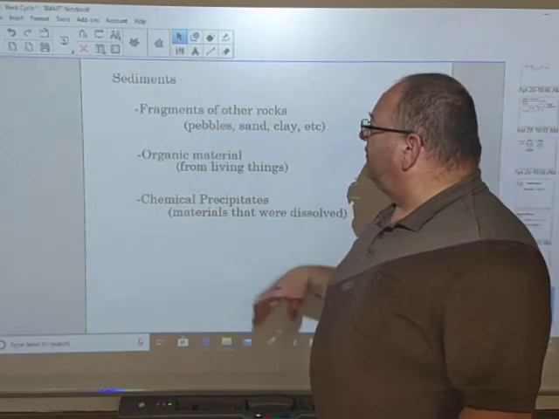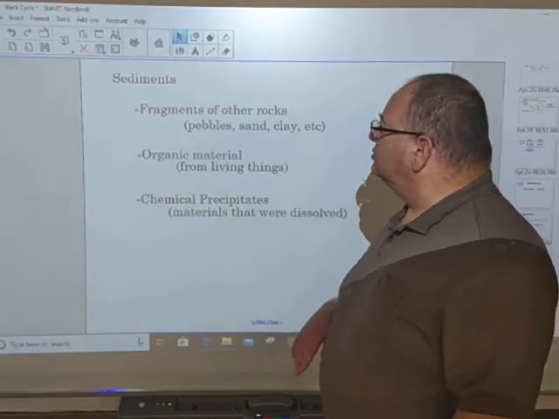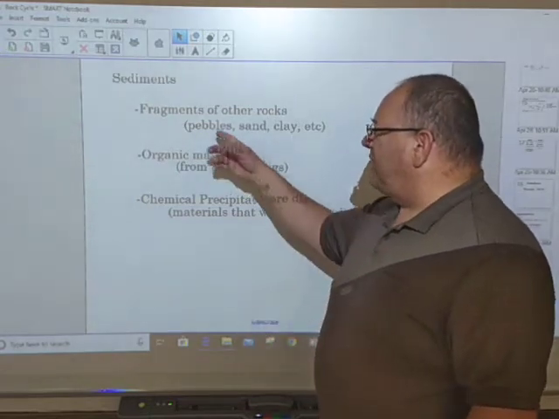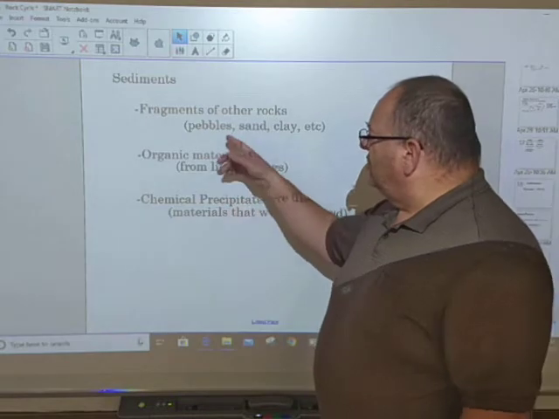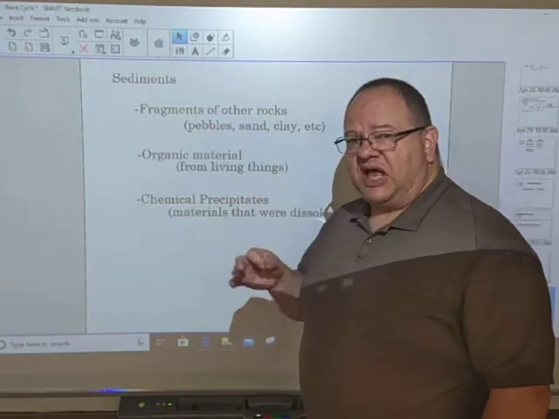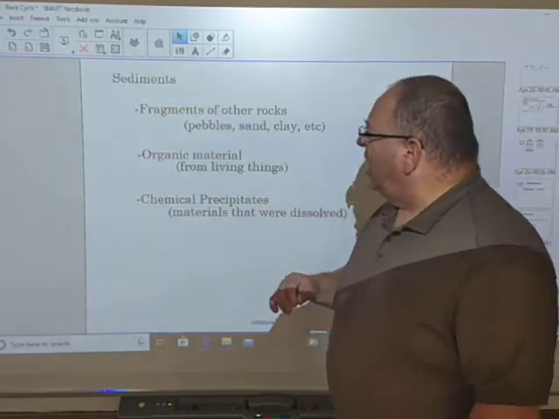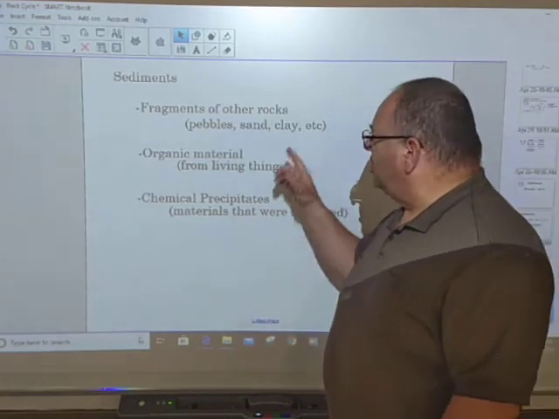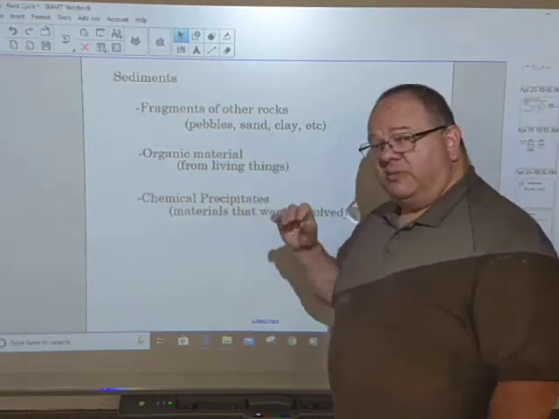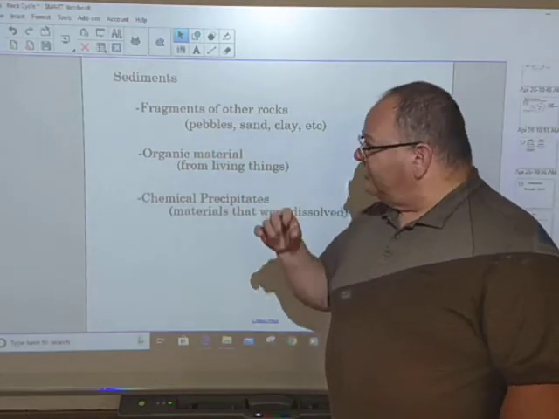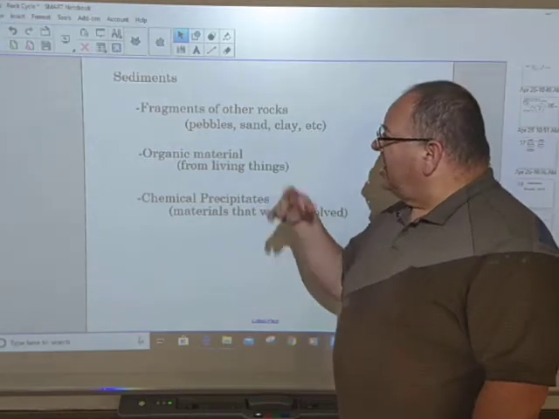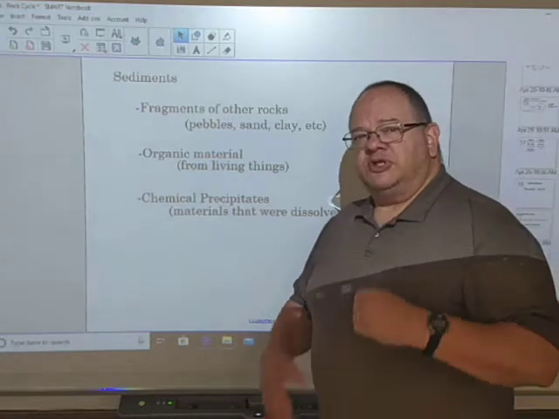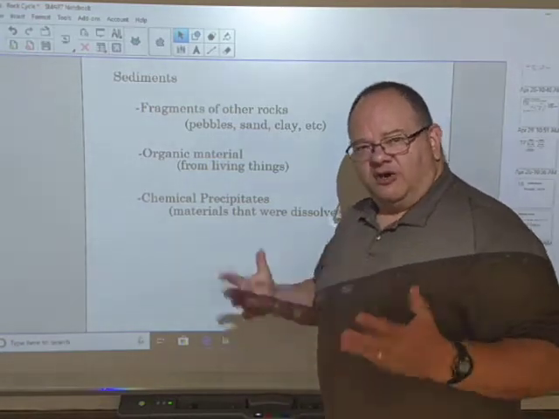Fragments of other rocks. Okay, so if we have a rock that's been broken down into pebbles or sand or clay, the only difference between those terms is the size of the particles. Clay is referring to the smallest of particles. Silt would be a term I didn't put on here, but it's in between. It's a little bit bigger than clay, but smaller than sand. Then we get to sand, and then pebbles, and then you get boulders, etc. These are just terms that geologists use for the size of the rock particles.